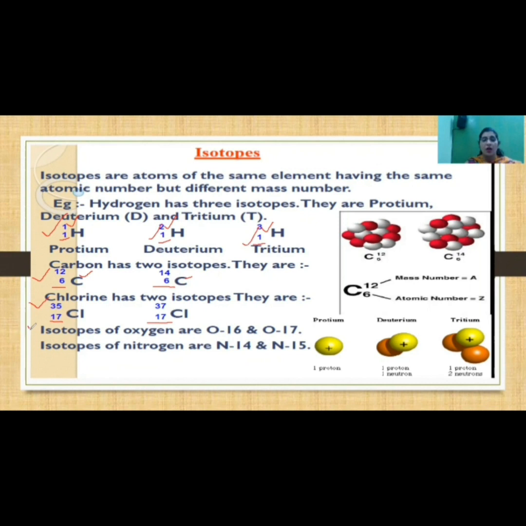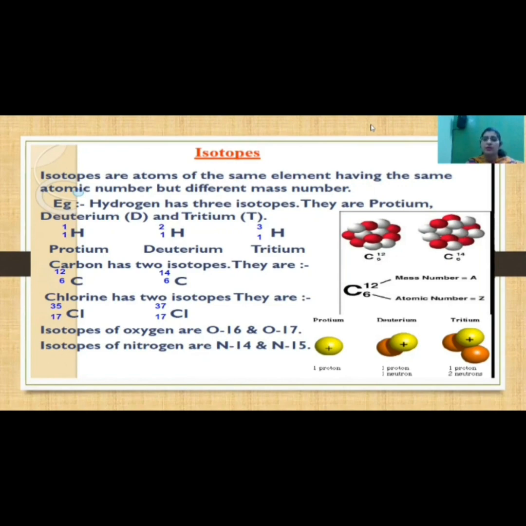Similarly, we have another example of oxygen, that is oxygen 16 and oxygen 17. In that case, both oxygen atoms have the same atomic number, that is 8, but different atomic masses, that is 16 and 17. Similarly, we have the isotopes of nitrogen. The atomic number of nitrogen is 7, but we have different isotopes for nitrogen. One has the mass number 14, and another one is 15. I hope you are clear with this concept that isotopes have the same atomic number but different atomic masses. This is clear to everyone?